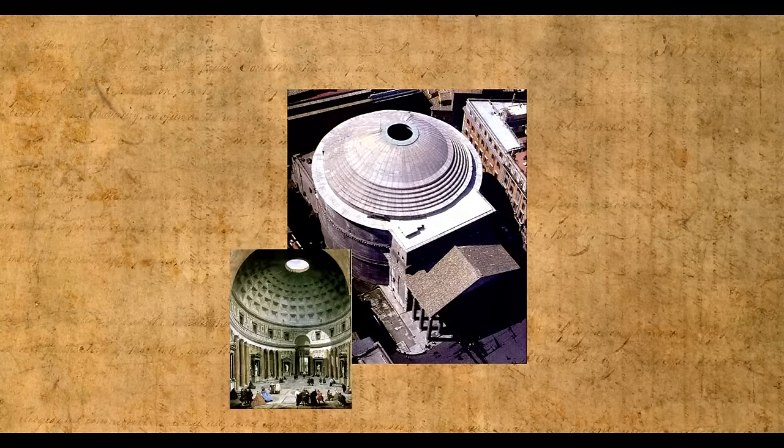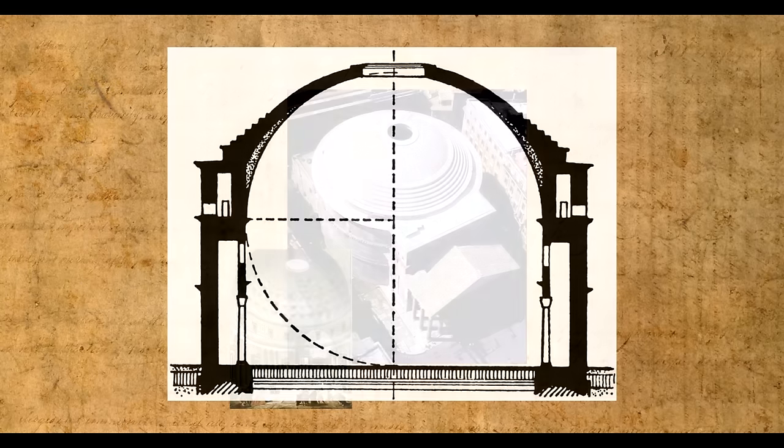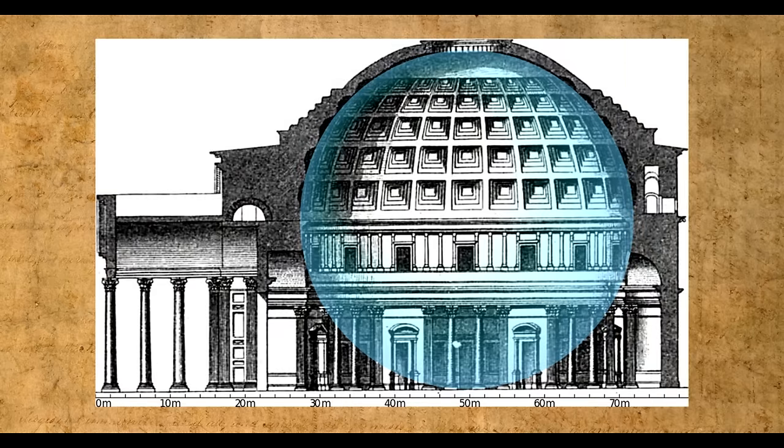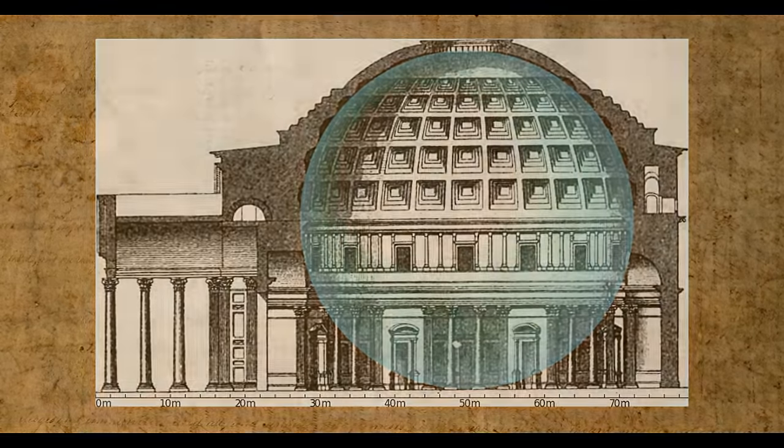The dome and corresponding space are so exact in their measurements that a perfect sphere could be placed and rotated freely within the Pantheon's open rotunda.